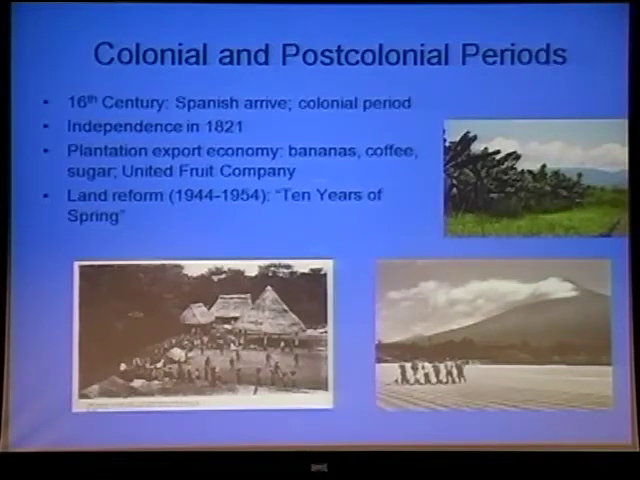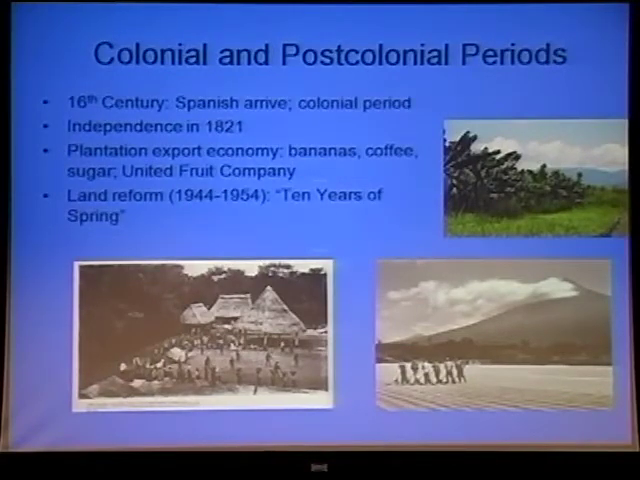1944 to 1954 is a very special period in the history of Guatemala. It's known as the 10 years of spring. During this time, there were two presidents, Juan José Arévalo and Jacobo Arbenz, who served successive terms. Arévalo, who took office first, was dedicated to land reform, to taking some of this land away from large plantations and redistributing it to small peasants to essentially create greater social equality in Guatemala.